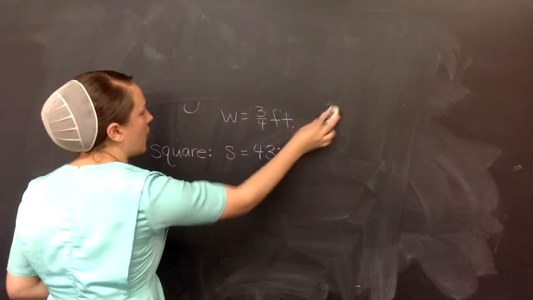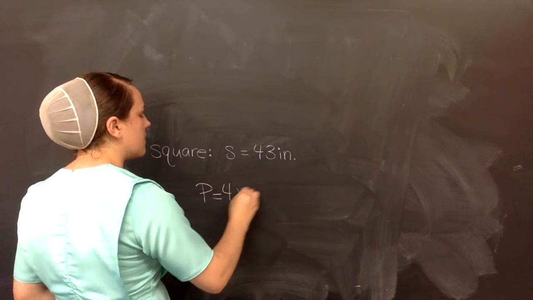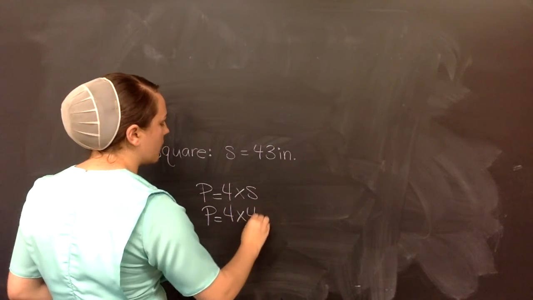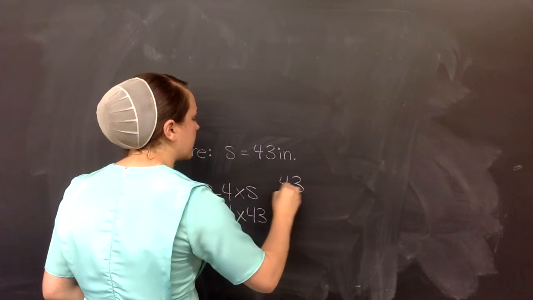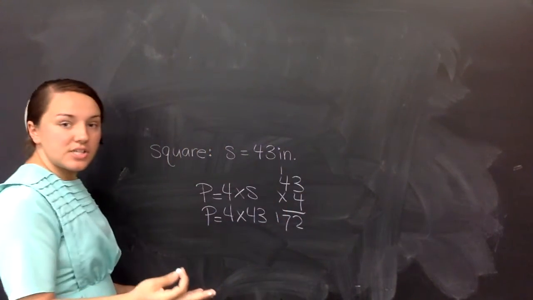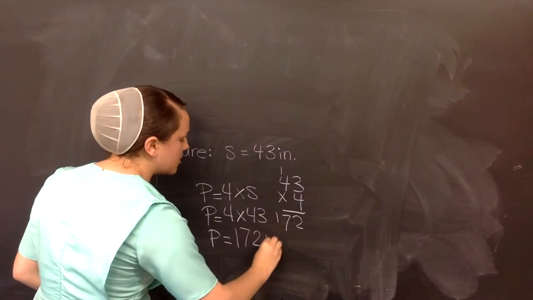Okay, now we have our square. Let's find the perimeter of the square. P equals 4 times S. Because there are 4 sides, all the same. P equals 4 times 43. So we have 43 times 4. And our final answer is perimeter equals 172 inches.